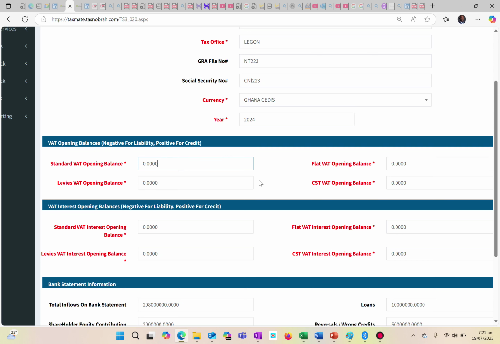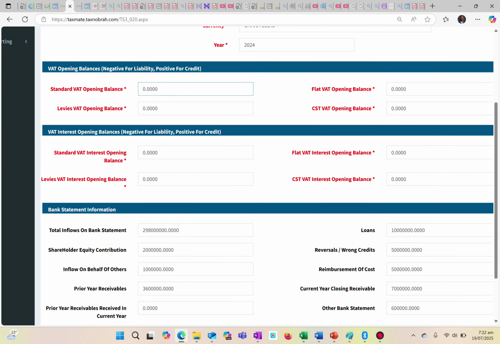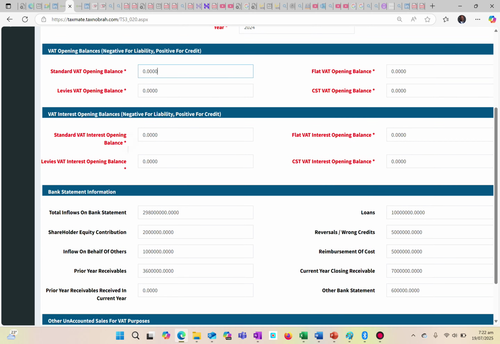So if I'm doing it on the interface without uploading, I have to put in my opening balance, my VAT standard opening balance. The reason is you may be having some balance from the previous year. Maybe you have a credit from the previous year, you have to put it in here. Or you have some liability from the previous year which has not been paid, you have to put it in here. Then for standard, for levy, and communication service, you have to provide all those information so that the system will be able to use it to do the computation for you. Then the VAT interest opening balance. If you have any interest from the previous years, you have to also provide it here.